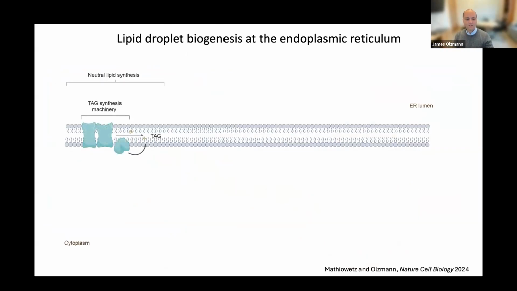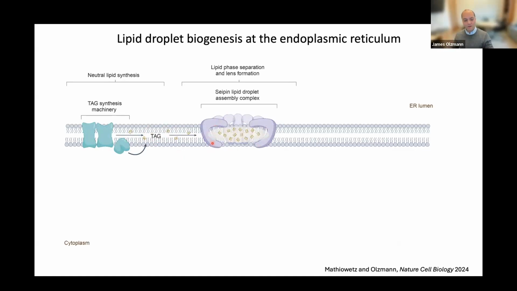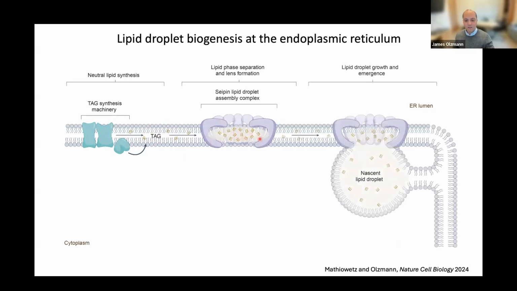So neutral lipids like triacylglycerol are synthesized at the ER. These neutral lipids, triacylglycerol and cholesterol esters, are deposited between the leaflets of the bilayer within the hydrophobic phase of this membrane. And then at a seipin-containing lipid droplet assembly complex, this lowers the energetic barrier for phase separation of these neutral lipids, and these lipids form a lens structure, which eventually emerges from the outer phospholipid leaflet of the ER into the cytoplasm. There are proteins that can directly insert into the lipid droplet, and proteins that first insert into the ER and then traffic to lipid droplets.